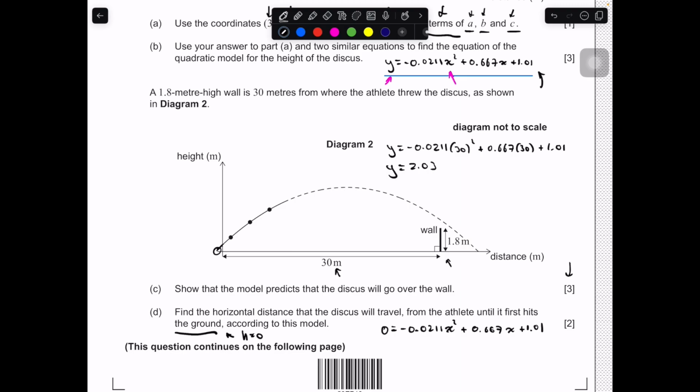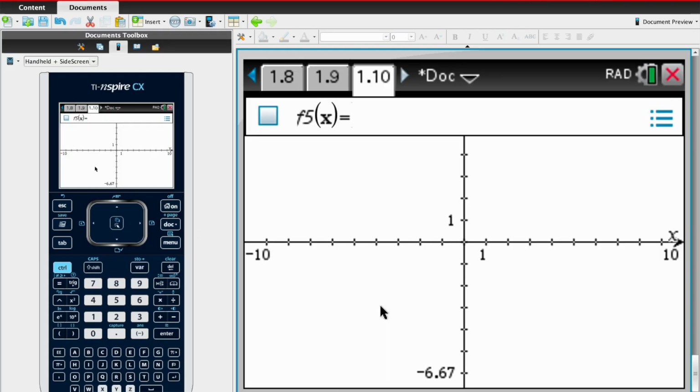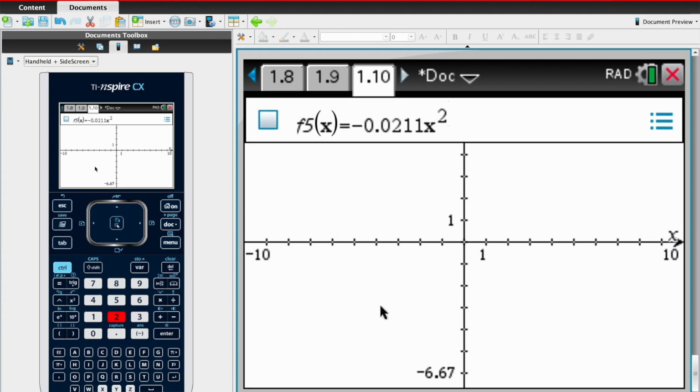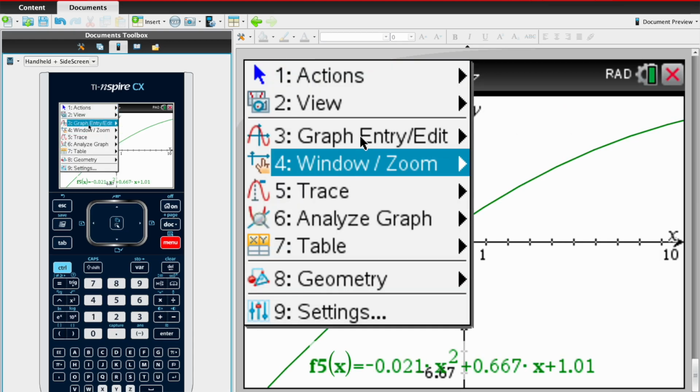So there are two ways to do this. Potentially graph it, and that would be okay. Or you can use n-solve and feed it a starting value after 1, let's say 1 or 5, and it will find the value further right. But I'm going to graph it because I think that's a nice visual way to do this. Home screen once again: negative 0.0211 x squared plus 0.667x plus 1.01. Alright, that looks good. Let's graph it. Zoom out.